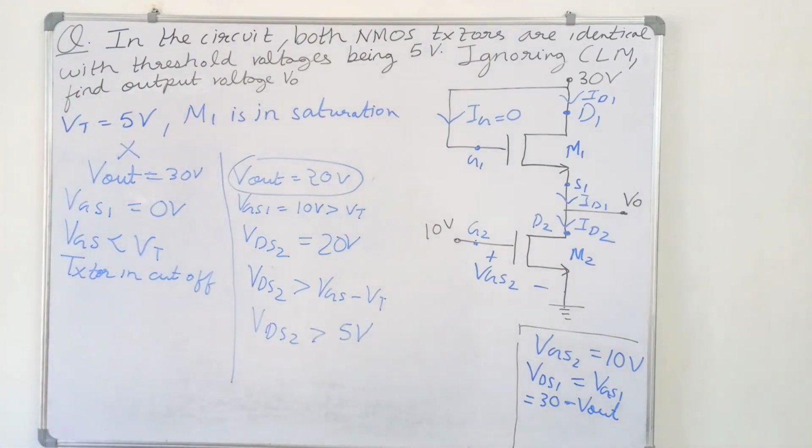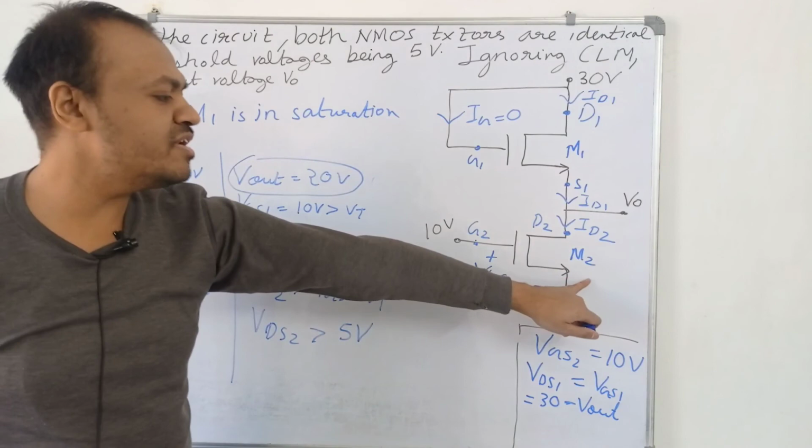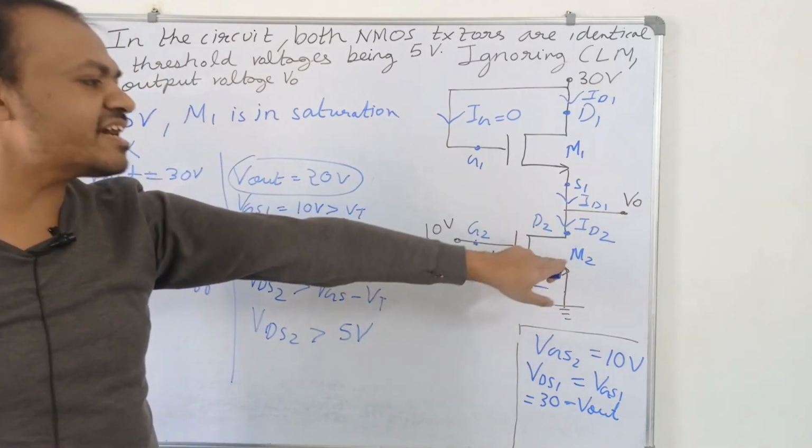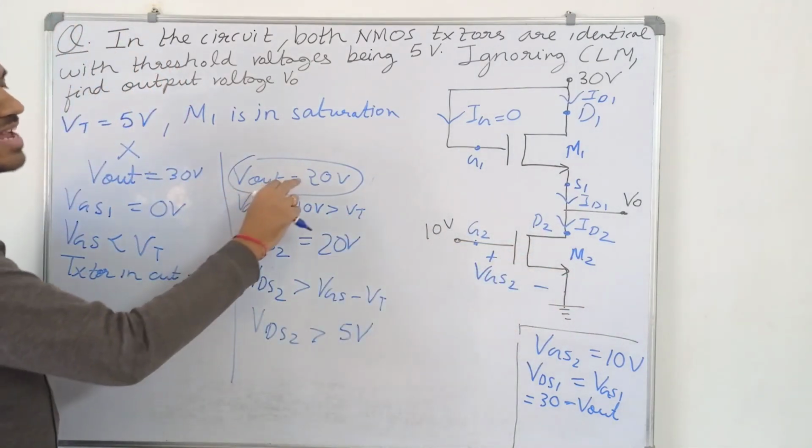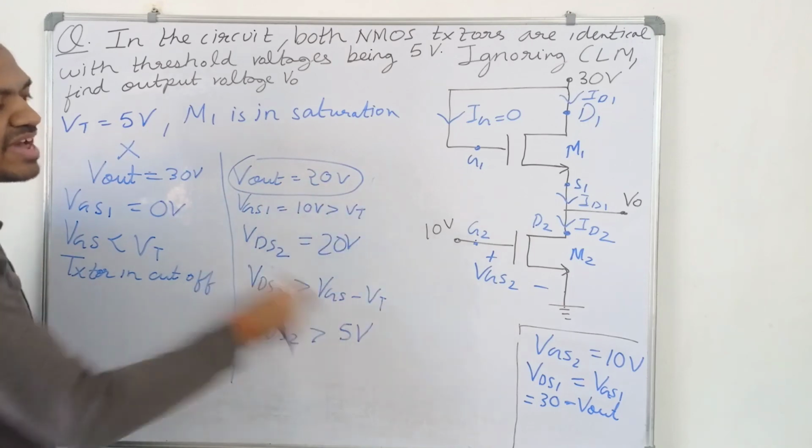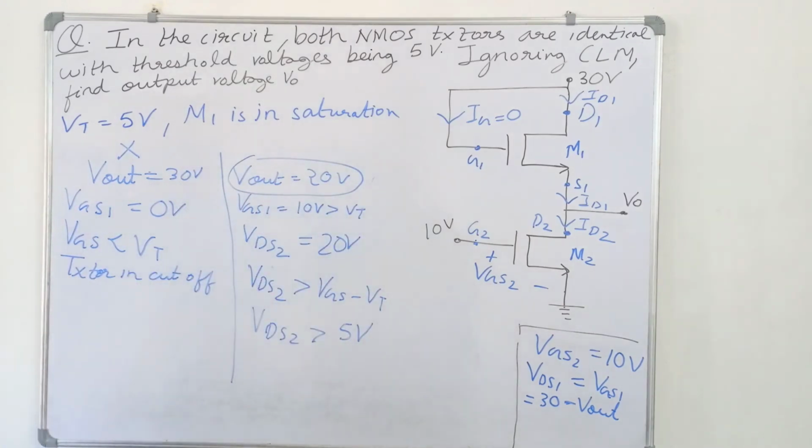So what we did was we assumed that M2 is in saturation, we calculated the value of the output voltage, and we verified the condition. So this is the procedure. Using this procedure we can easily find out whether our transistor is in saturation or not, and we can find the output voltage as well.